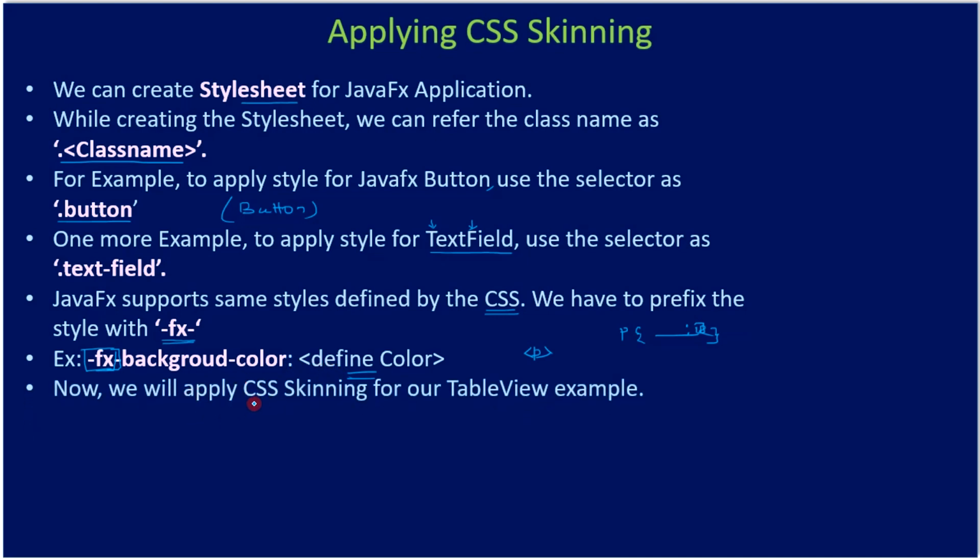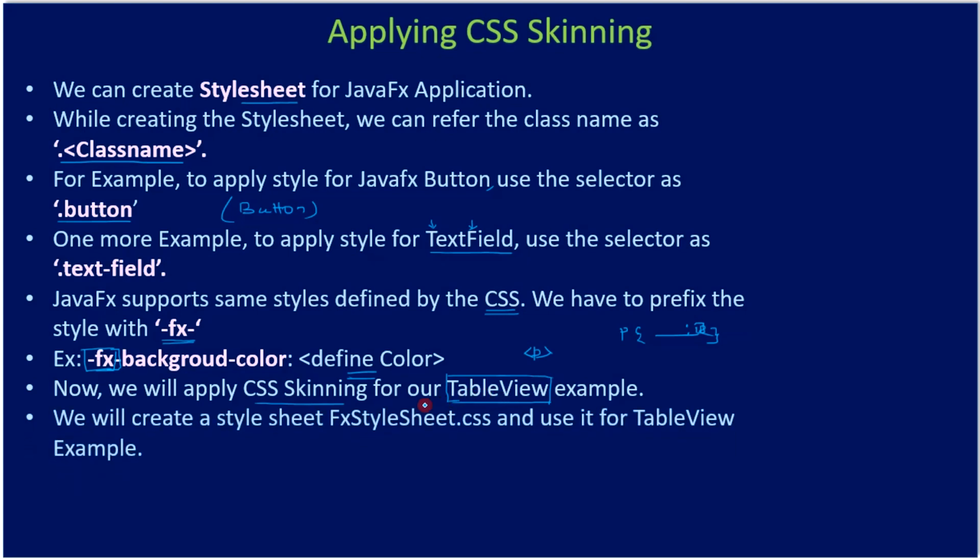Now we will apply CSS skinning for our table view example. The table view example was already created in one of our previous series. We will take the table view and apply the skinning. We will create a style sheet called FXStyleSheet.css and use it for the table view example. That means this style sheet will apply the skinning information for the table view, and the table view renders the style based on the rules defined here in this style sheet.